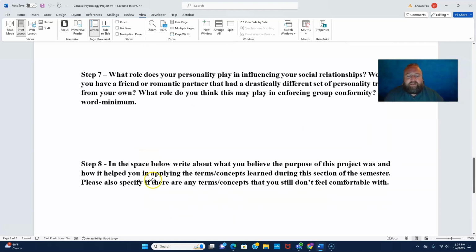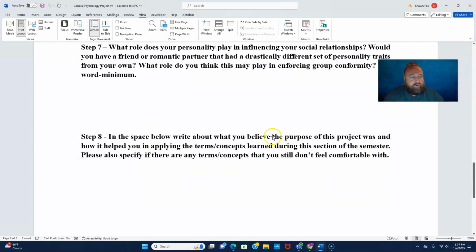The last step on here is just that basic thing I end every project with, where you're going to talk about the purpose of the project, what you learned from it, how it may have helped you in applying the terms or concepts, and then if you had any questions from the 2 modules that were covered in this project, which again is personality and social psychology. No minimum word count for that. It's just that you have to do it.